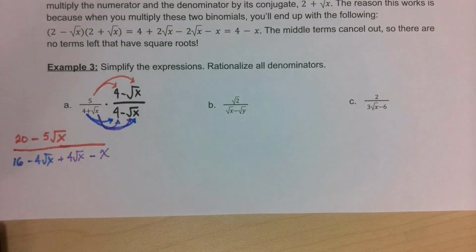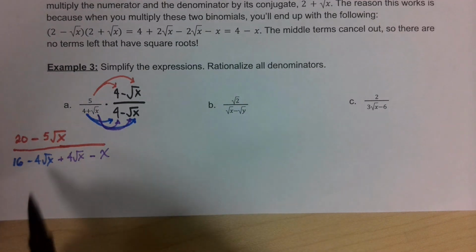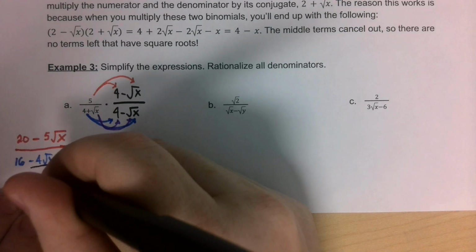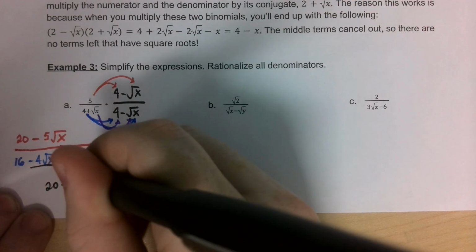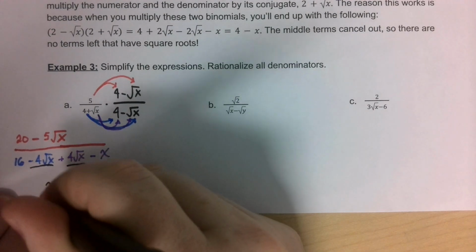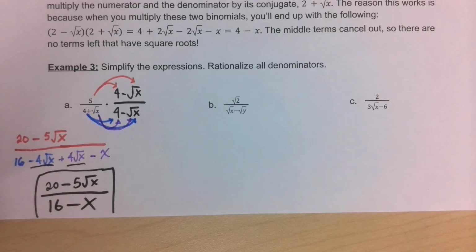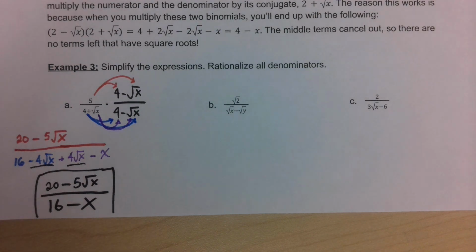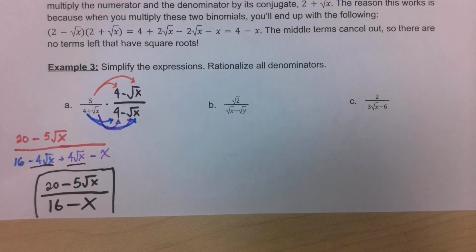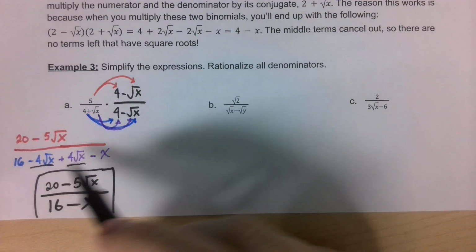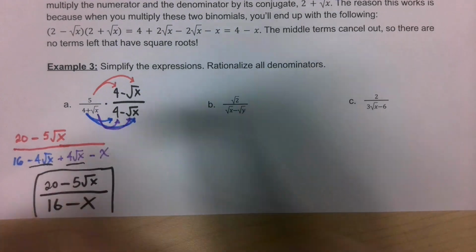Does anything cancel? Because I see a negative 4 root x and a positive 4 root x. That means our answer is just 20 minus 5 root x over 16 minus x. Done! Denominator rationalized. The reason why we have to multiply by the conjugate is because we have to have a way of getting rid of that middle term. They have to be the same.